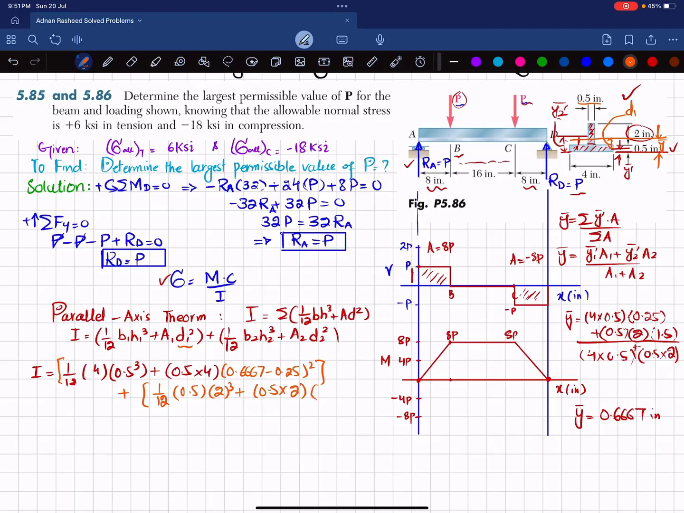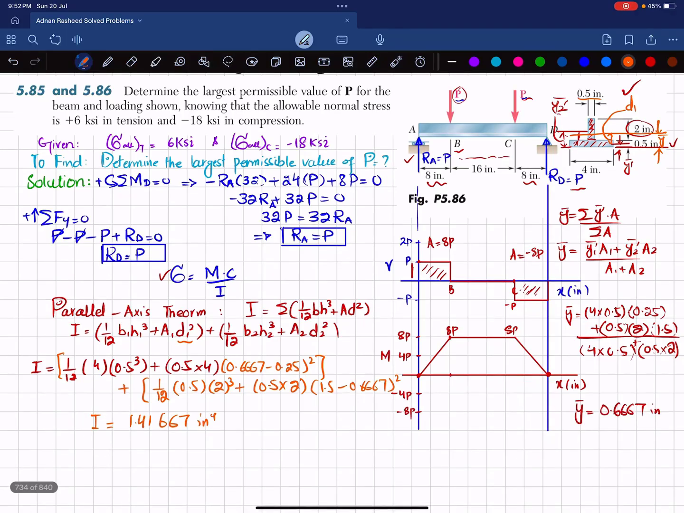So d2 is the distance from the neutral axis to the mid of this section. You can see this is the neutral axis and this is the mid of the other section. Clear? So this distance will be equal to d2, and this can be obtained if you subtract y bar from 1.5, because this distance is 1.5. So I can write 1.5 minus 0.6667 whole square. Now when you solve this, you will get the moment of inertia equal to 1.41667 inch to the power 4.